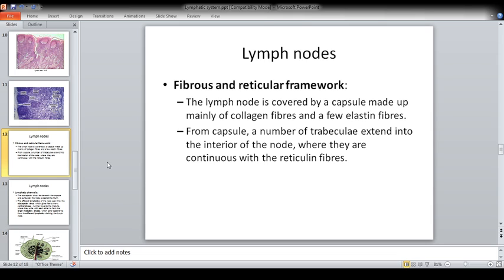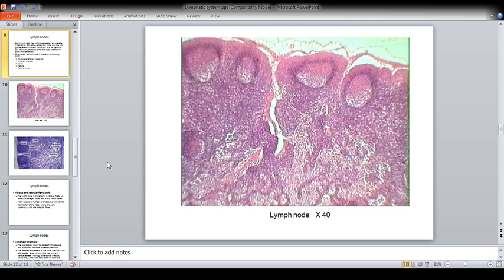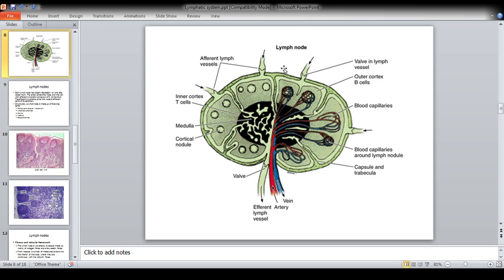Trabeculae are basically finger-like projections. So if we look at the lymph nodes picture, these are the trabeculae which are extending into the cortex through the capsule. This greenish colored outer structure is the capsule, and then these finger-like projections going inside are the trabeculae.